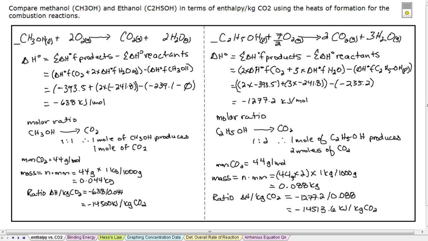Now, to get my ratio, again, it's heat of reaction per kilogram of CO2. So I do the same thing I did on the other side. I take my heat of reaction and divide it by the mass in kilograms. And if you notice, there's not much of a difference. There's only a 13.6 kilojoule difference between methanol and ethanol. So I get a little bit more energy from ethanol, but still not a lot in terms of difference from methanol. And there you go. That's how you would tackle a question like this.